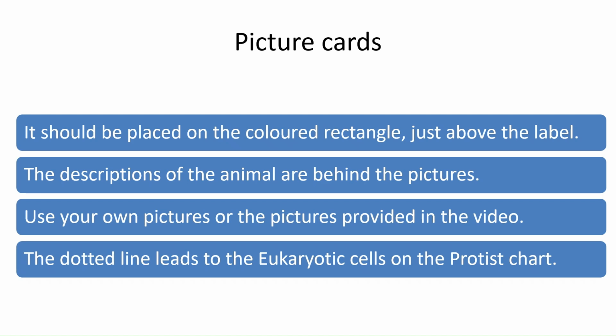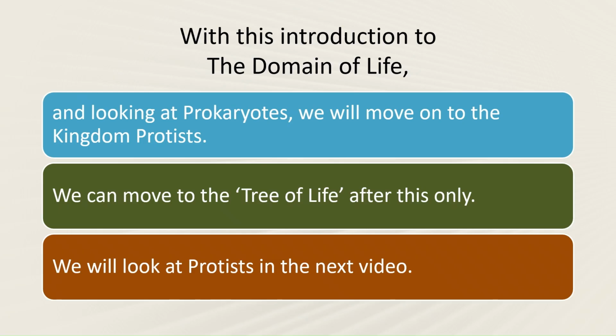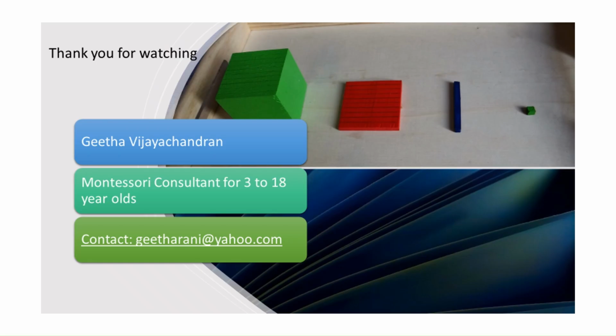The dotted line leads to the eukaryotic cells on the protist chart. This introduction to the domains of life and looking at prokaryotes, we will move on to the kingdom protists. We can move to the tree of life after this only. We will look at protists in the next video. This brings us to the end of the prokaryotes branching diagrams.